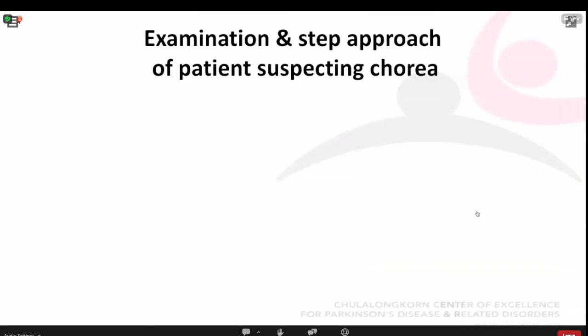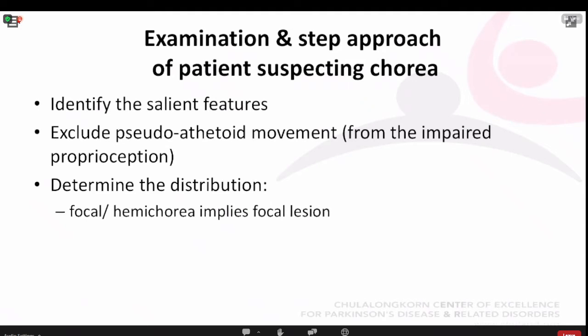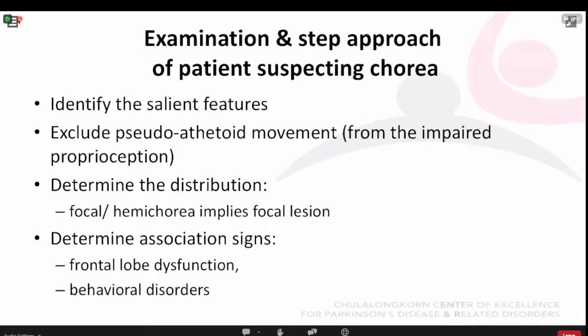For the examination step for chorea, you have to look for features to exclude other conditions like pseudoathetosis, which can look like chorea but comes from impairment of proprioception. It may be more severe when the patient closes their eyes and impairs the proprioception test. Then you can determine the distribution of the chorea and try to find the other side.